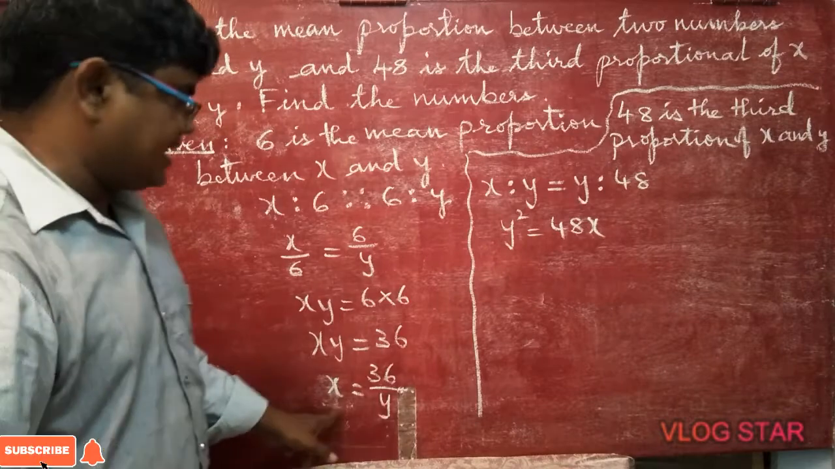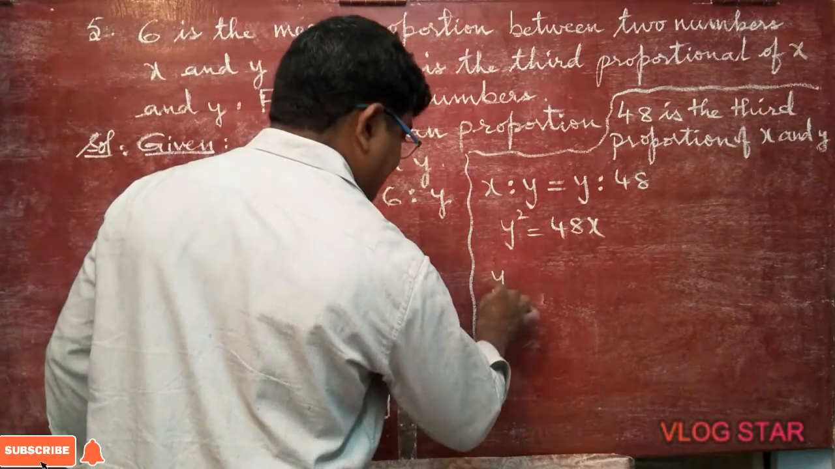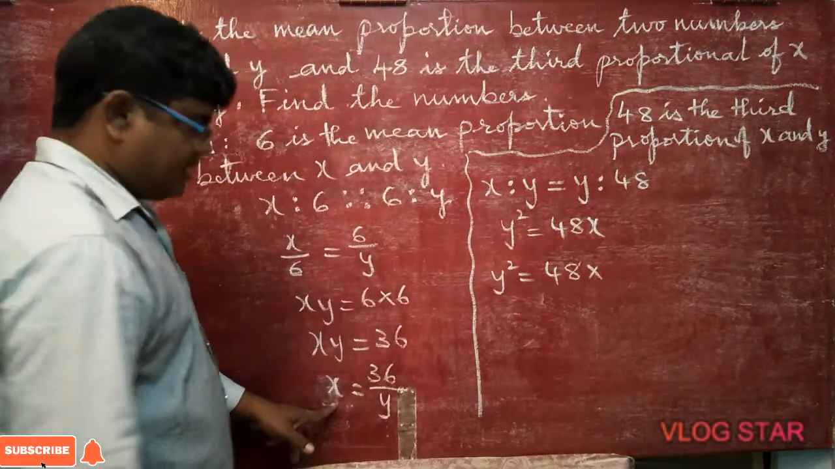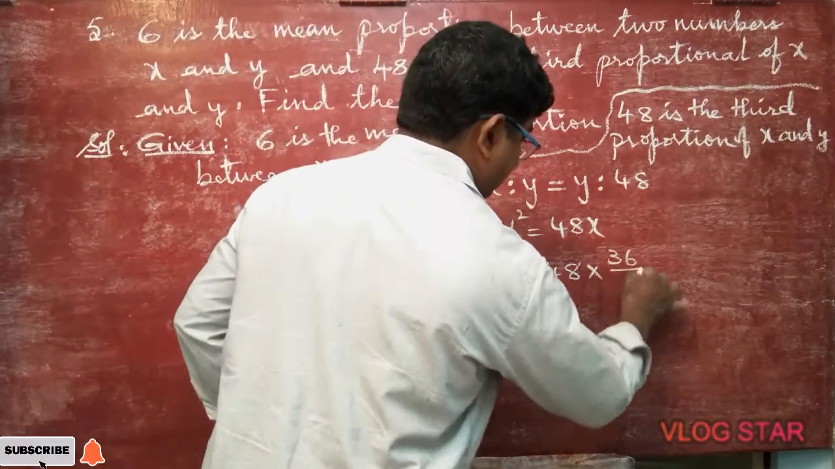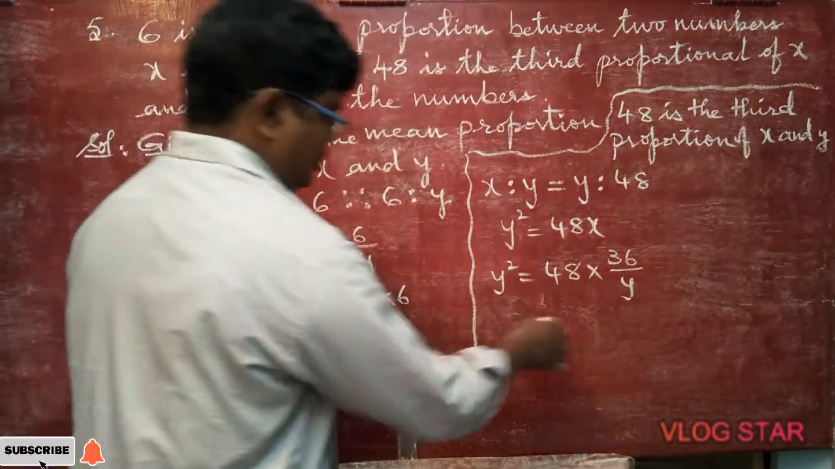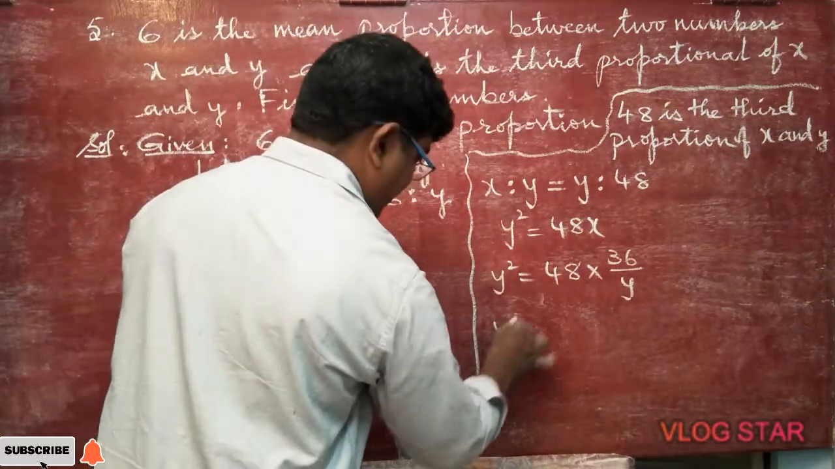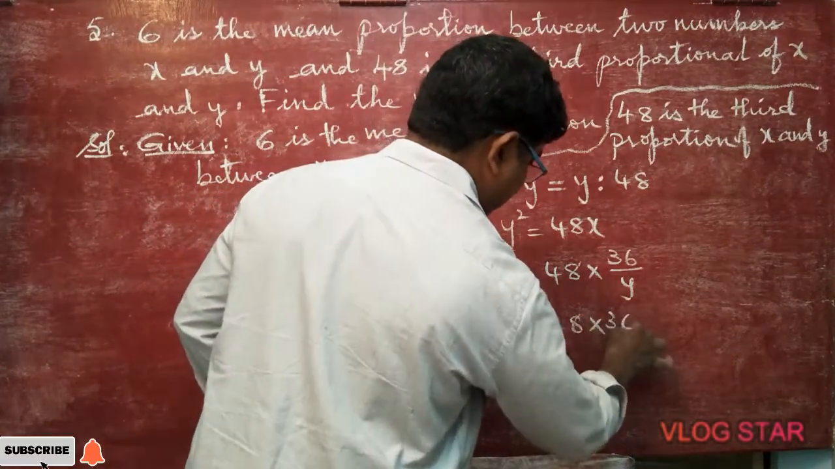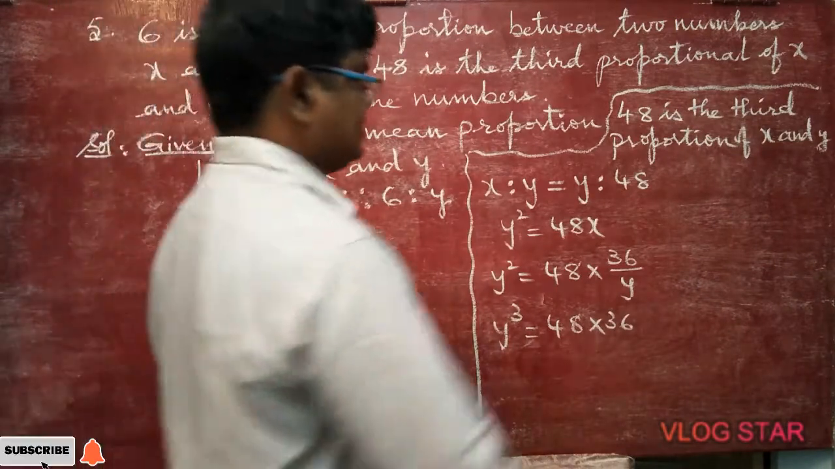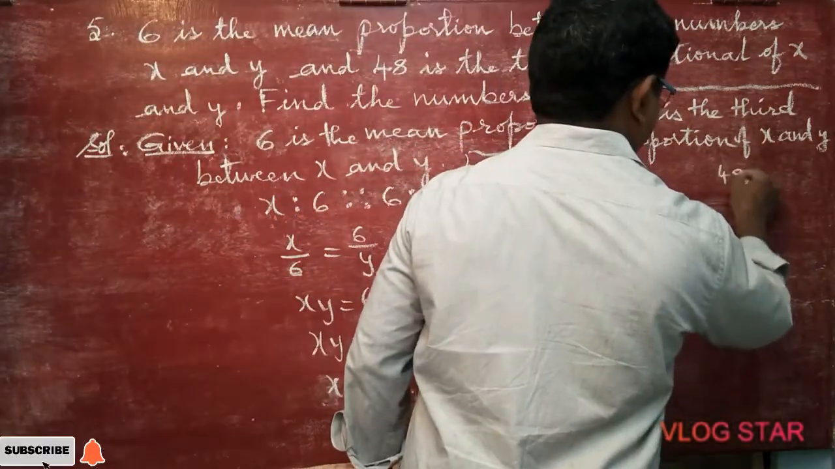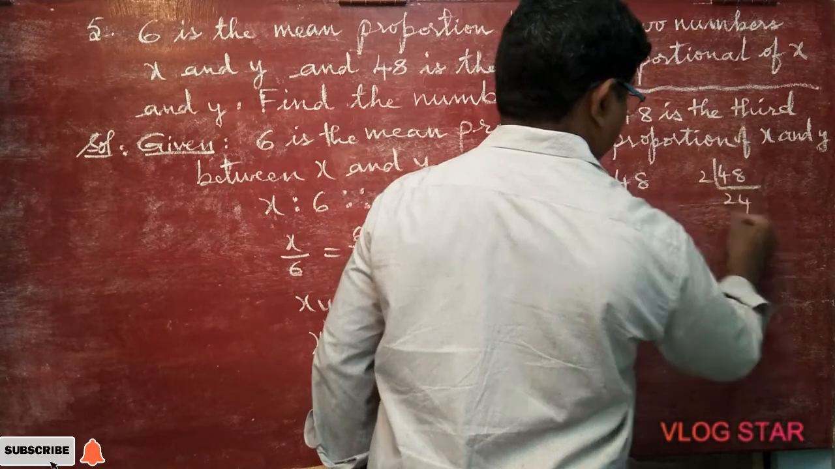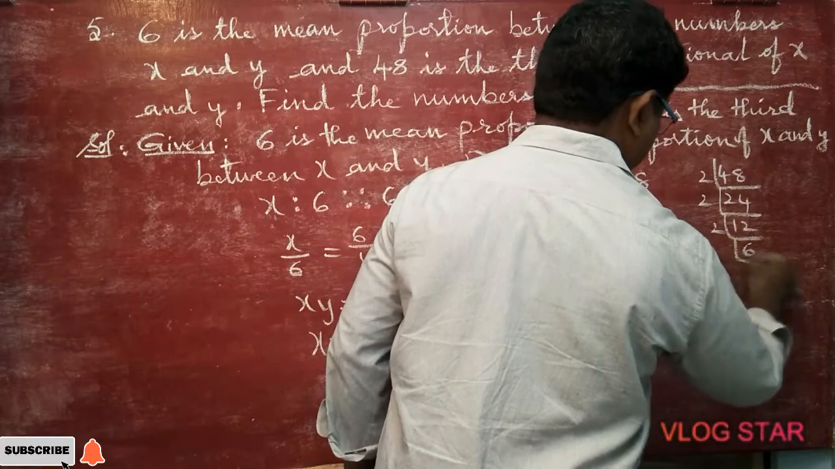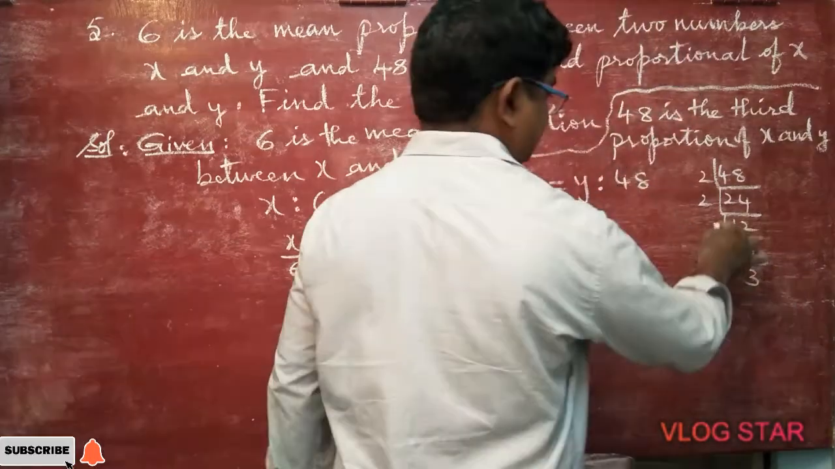So we can substitute this x value there. y square is equal to 48 into x, which is 36 by y. Now cross multiply. y cube is equal to 48 into 36. Now find prime factors. For 48, 2 table goes 24 times, again 2 table goes 12 times, 2 table goes 6 times, 2 table goes 3 times.